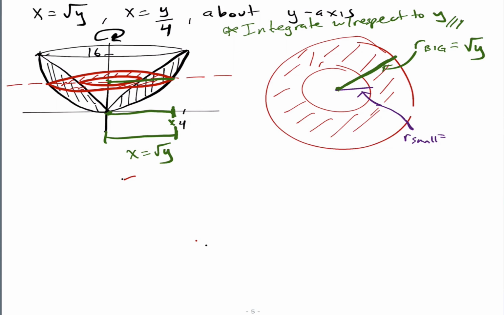And then, let's see here. What about the small radius? So the small radius is this distance from here to here. And notice that's on the other function, right? It's on x equals y over 4. So what's the length of that purple line that I drew there? It's just y over 4. Does that make sense? Okay, good.